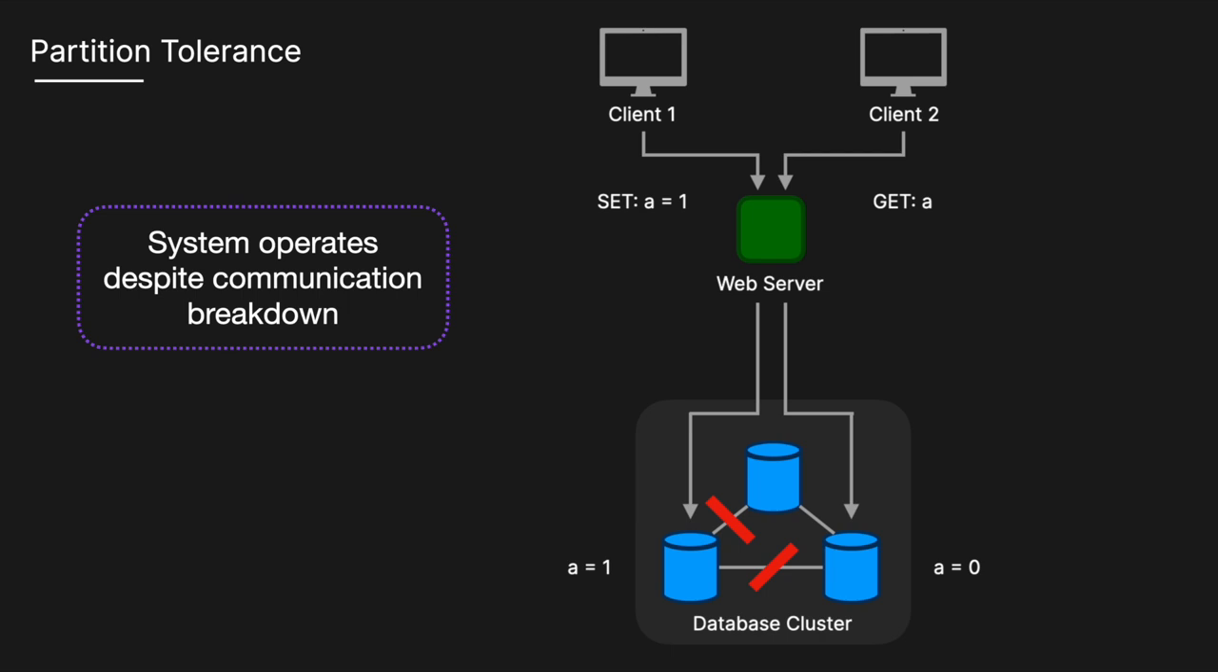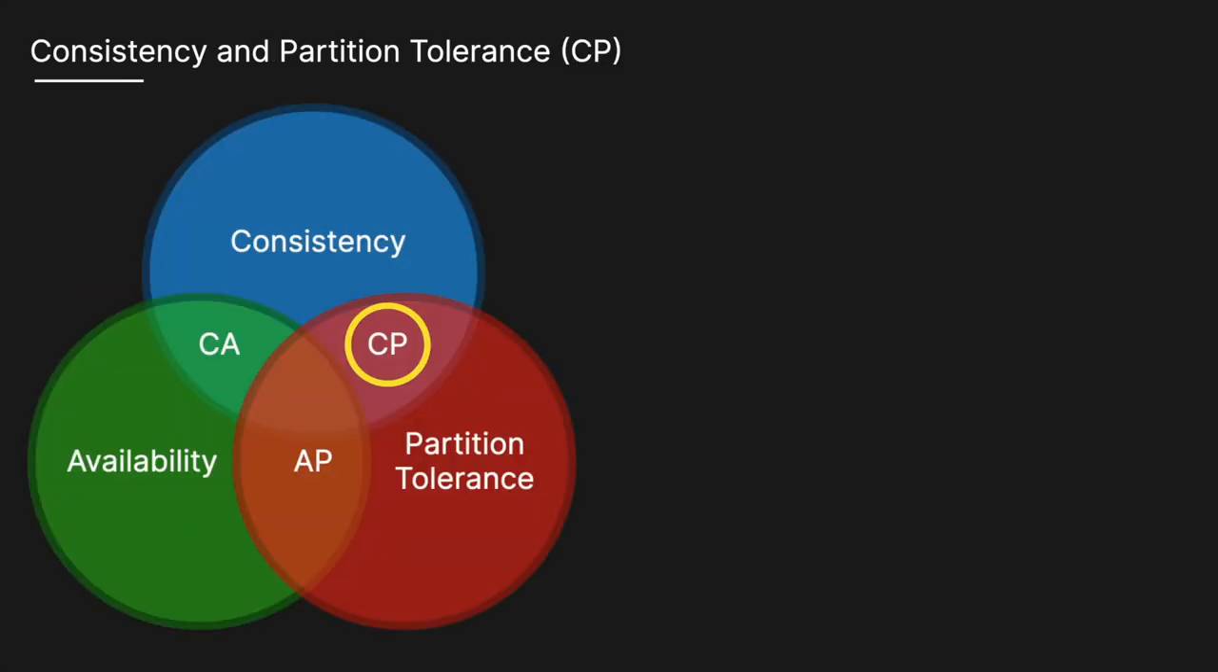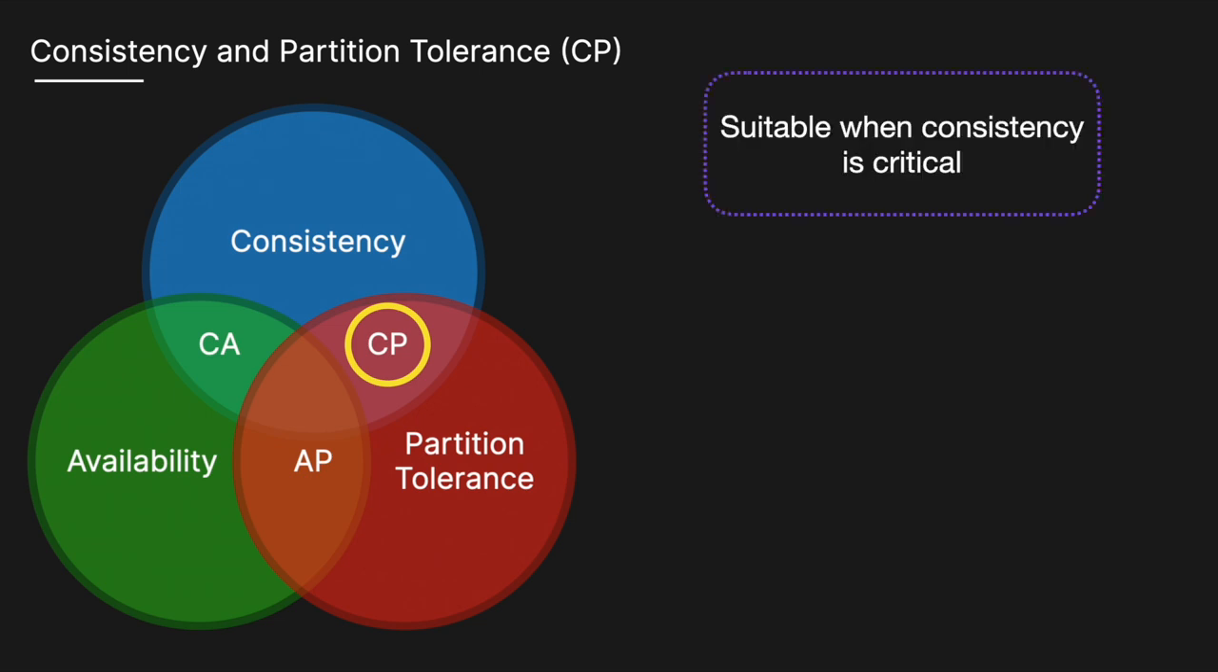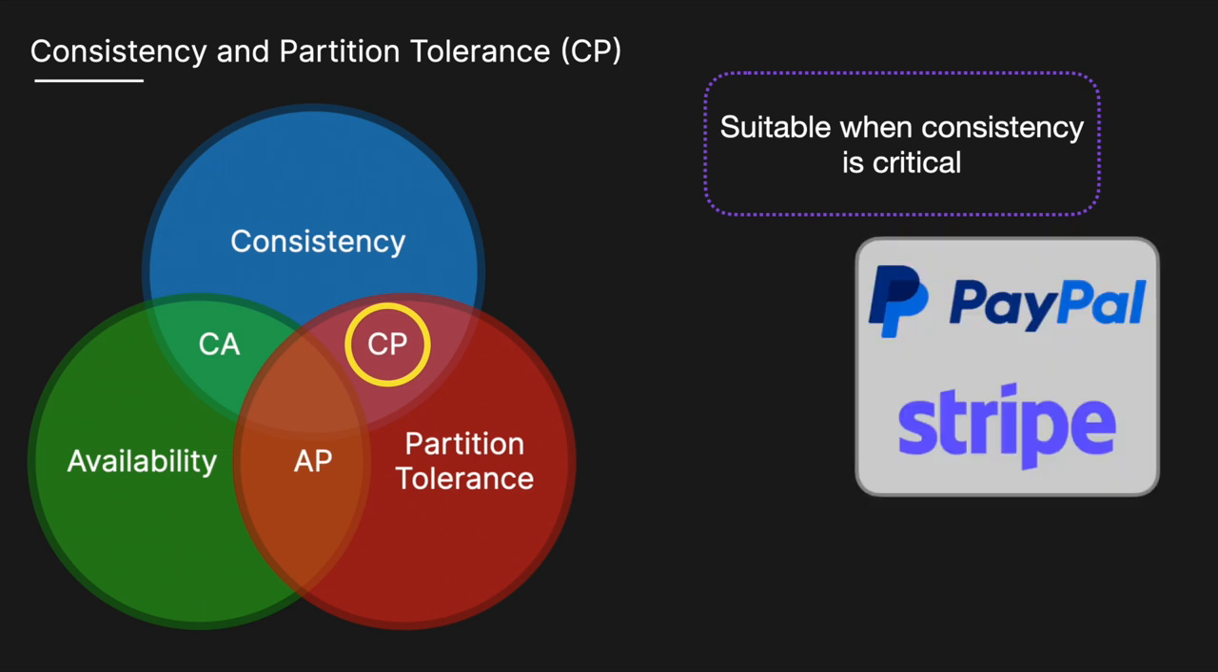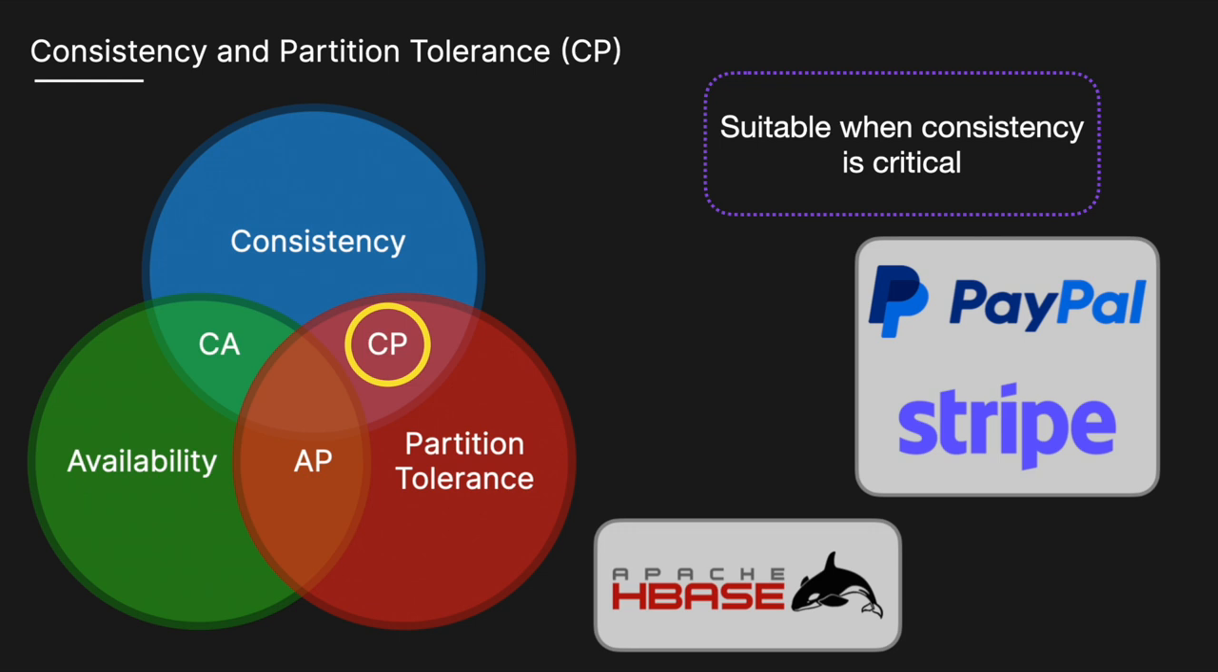In the real world, network partitions like network failures are inevitable, forcing system designers to choose between consistency and availability. CP, consistency and partition tolerance. These are systems which are suitable for applications where consistency is critical, such as banking and stock trading applications like PayPal and Stripe. A good database choice for these applications is HBase, which is designed for strong consistency.